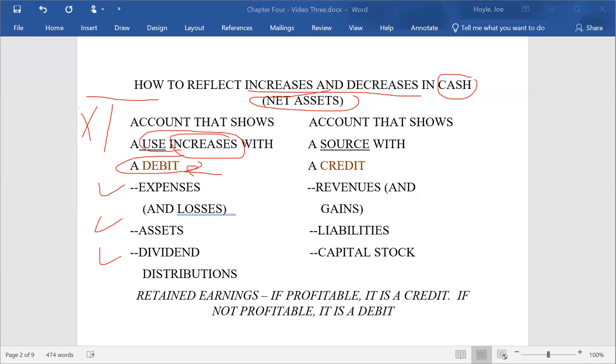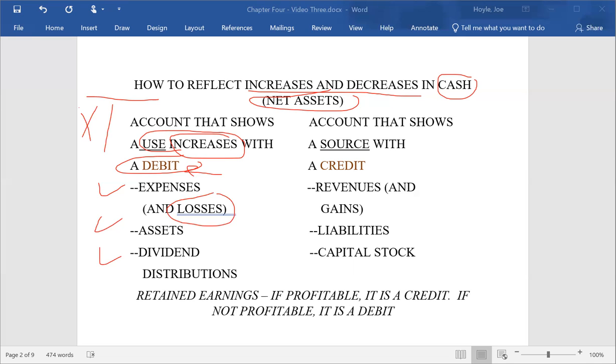Now, that's only three accounts. Remember, we'll also have losses, which are somewhat like expenses, so they kind of go together. But if you're in my class and I ask, what increases with a debit? It's a use of assets. Expenses, assets, you buy another asset, or dividend distribution. That's only three accounts that increase with a debit.